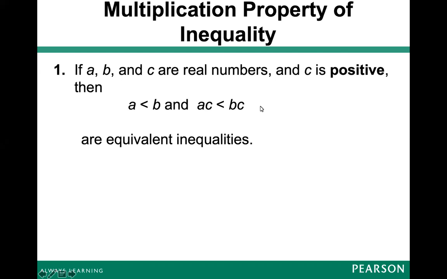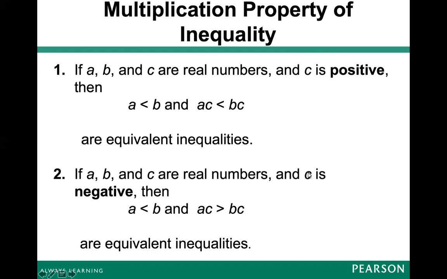However, very, very important, if that number C is negative, then let me turn on my pen here. A is less than B and A times C is greater than B times C are equivalent inequalities. Moral of the story is that when you multiply or divide both sides of an inequality by a negative number, you have to reverse the inequality symbol. Okay, and you will see me do that in at least one example, probably more.